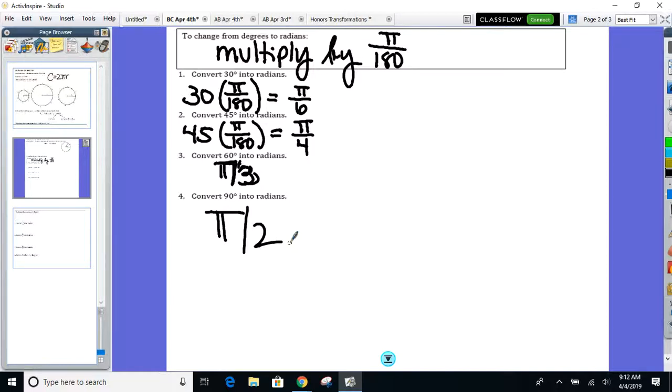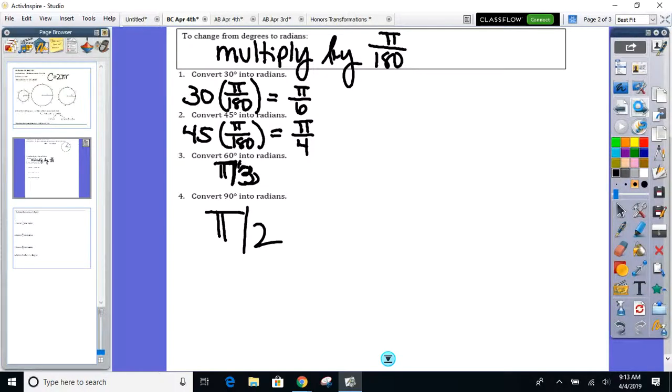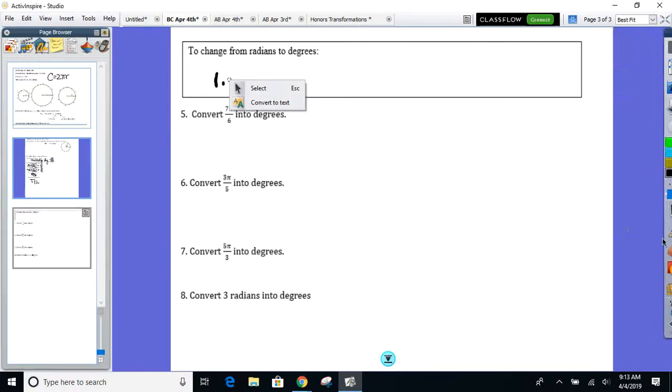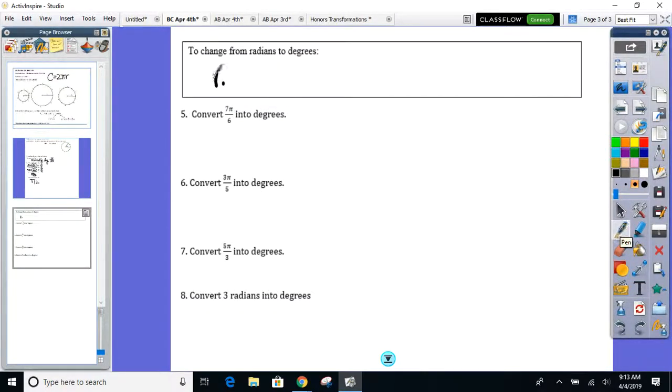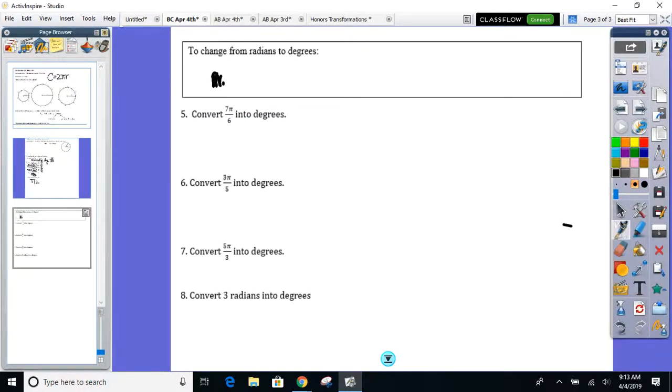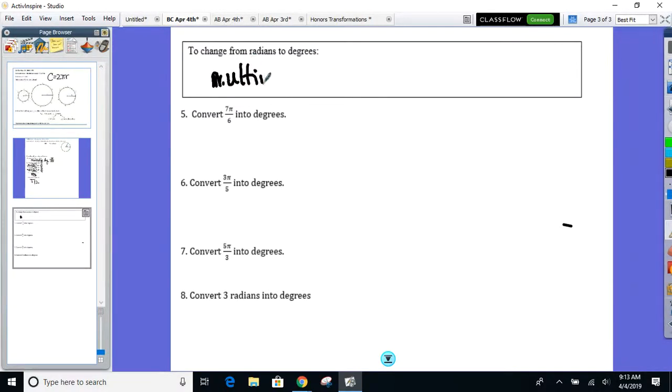What if I want to go in reverse? I have some radians, and I need to put them in degrees. Go ahead, go back to your formula sheet. It's on there. But now I'm starting with radians. So I no longer want to multiply by pi over 180. I want to multiply by 180 over pi, and you guys are going to see very quickly why I want to do that.